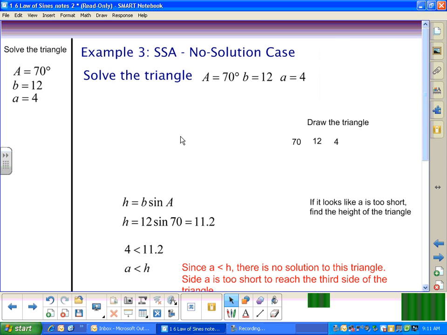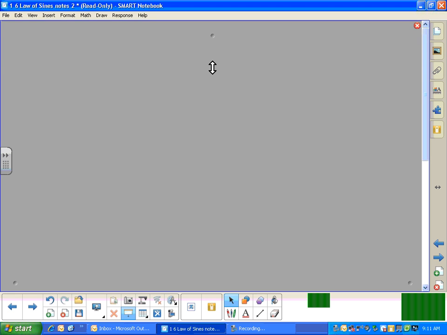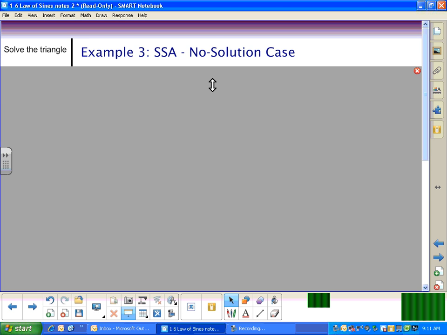Okay, so now we're going to go over the side-side-angle, no solution case. So what is it going to look like when there's no solution to the problem? Remember, that was one of the possibilities if one of your sides was too short. So let's look at the given information.